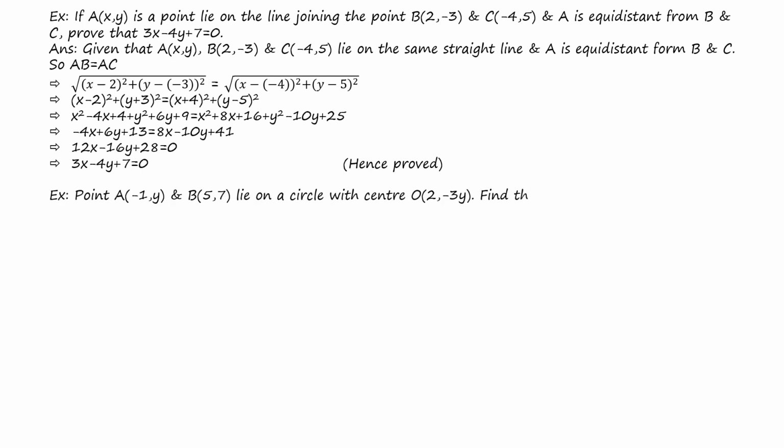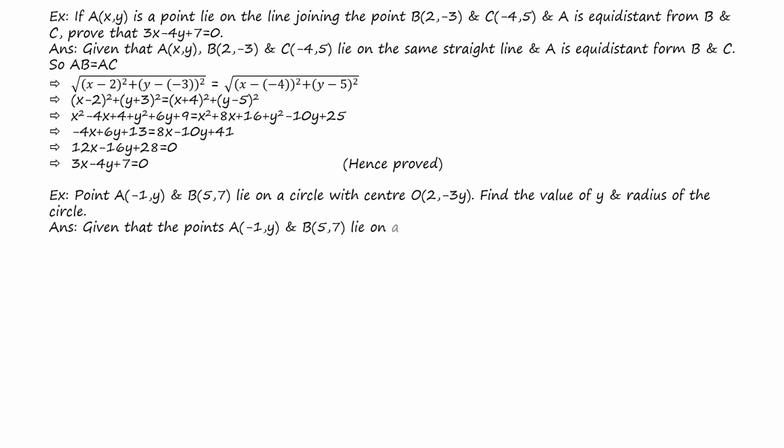Point A(-1, y) and B(5, 7) lie on a circle with center O(2, -3y). Find the value of y and the radius of the circle. Given that the points A(-1, y) and B(5, 7) lie on a circle and the center of the circle is O(2, -3y), so we can write OA equals OB, which is nothing but the radius of the circle.